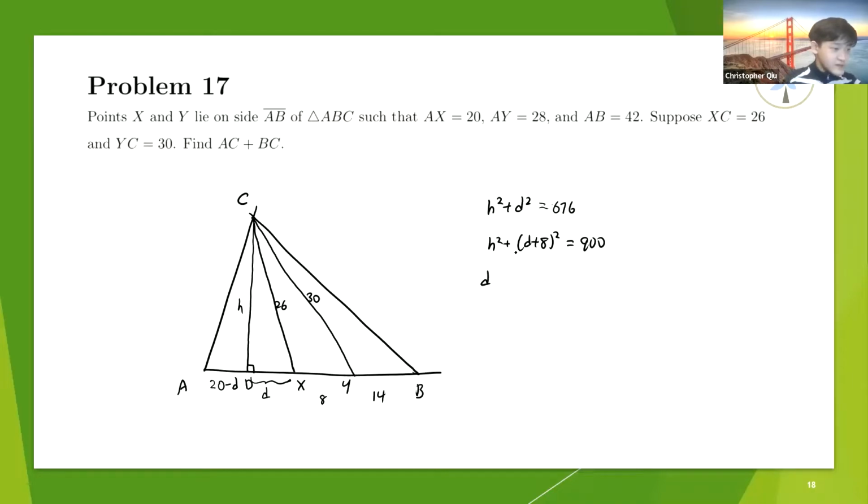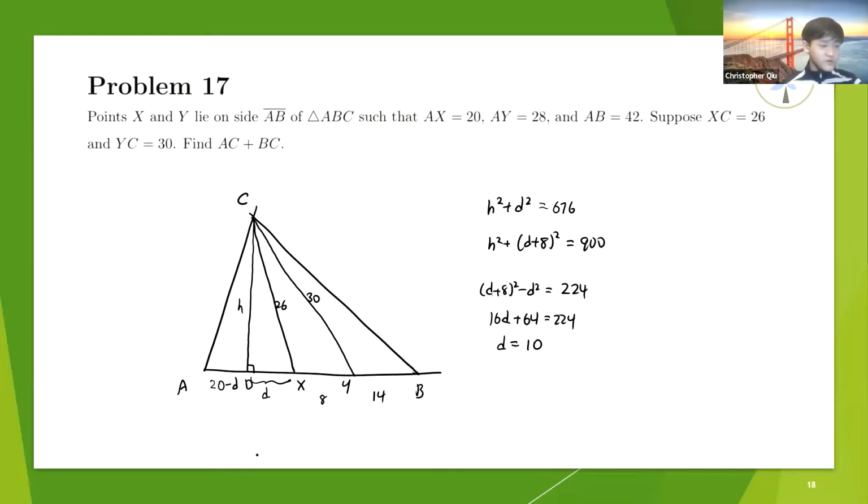So let's do that. If we subtract these two equations, we get that (d plus 8) squared minus d squared is equal to 900 minus 676, which is equal to 224. And then we can expand this, and we see that it is equal to 16d plus 64. Once we move 64 to the other side and then divide by 16, we get that d is equal to 10.